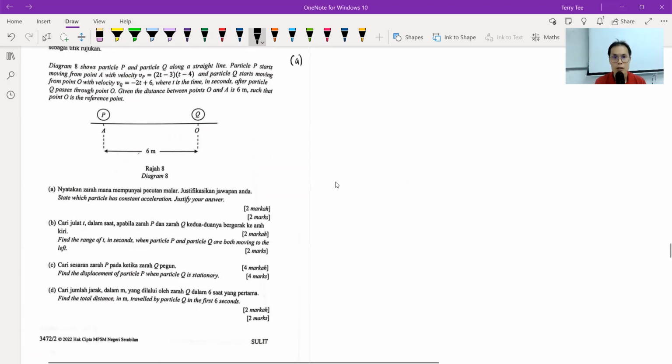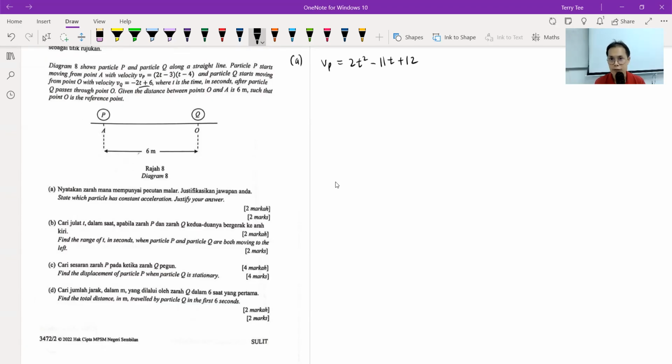So maybe I will expand this, expand the bracket: 2t square minus 8 minus 3 is minus 11t plus 12. Okay, expand first. All right, and VQ is given as this formula. So distance between them is 6 meters. Okay, first part, state which particle has constant acceleration, justifying your answer.